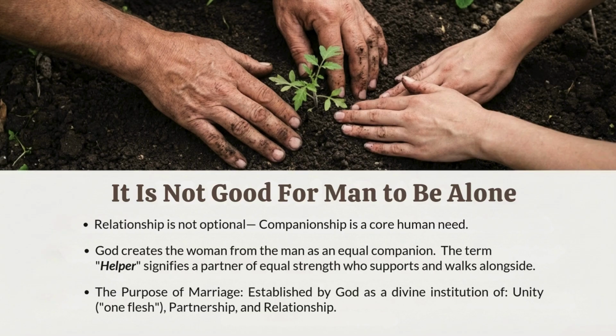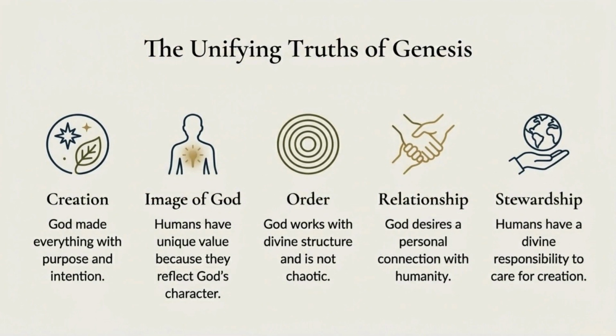With that, God also teaches us about the purpose of marriage, established by God as a divine institution of unity, one flesh, partnership, and relationship. The unifying truths of Genesis remind us that God made everything with purpose and intention. Humans reflect God's character. God works with divine structure. God desires personal connection, and humans have a divine responsibility to care for creation.